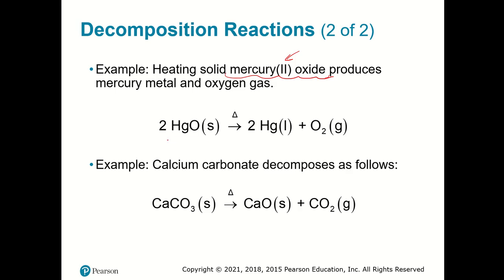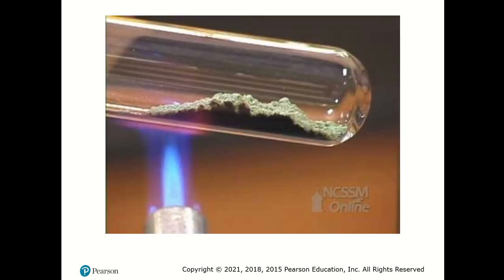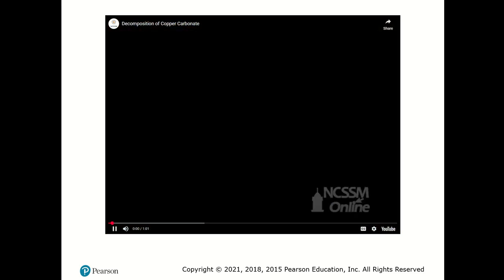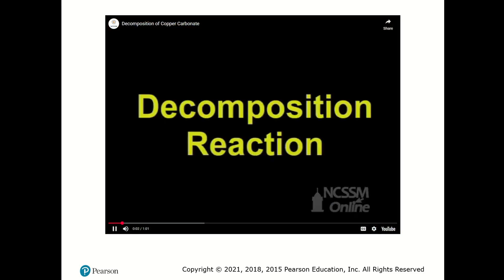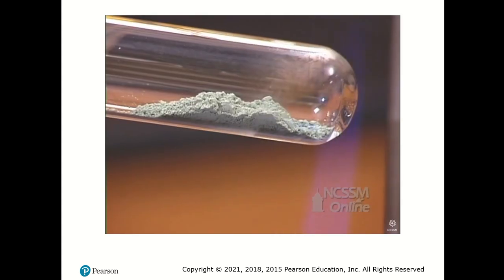So here we have this breaking down into mercury and oxygen, and here we have calcium carbonate decomposing into calcium oxide and carbon dioxide. And here I have a reaction to show you as well for the decomposition reaction. A very cool one is the decomposition of sugar, which is great.